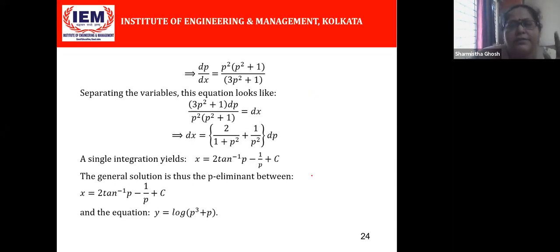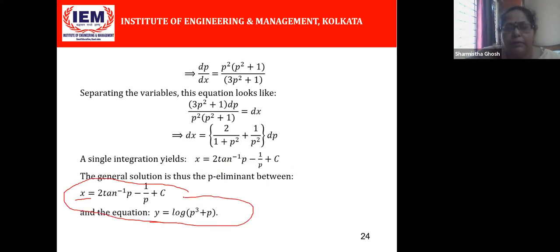Okay, one thing before, I can show you here that this solution is again given in the eliminant form. That means the parametric form as x and y. You can see your x is 2 tan inverse p minus 1 by p plus c. So it is not really possible to solve for p. The way we did in the previous problem, we could solve for p and therefore we could get the solution in terms of y. But here, whenever it's not possible, we will keep the solution as this pair. Okay. So please go through this.